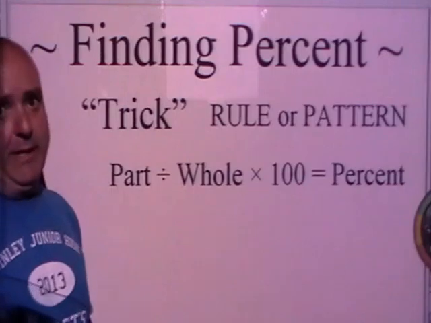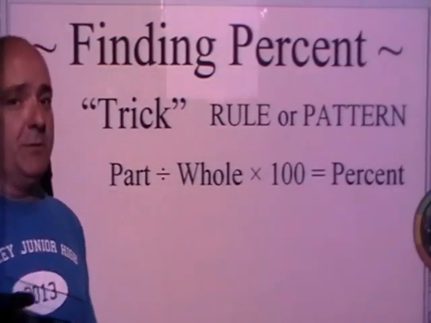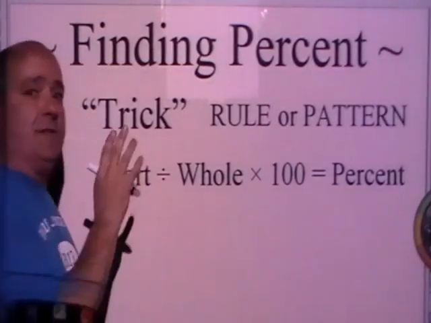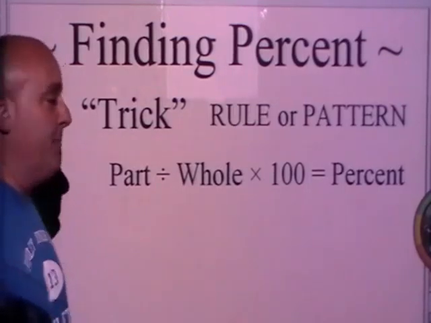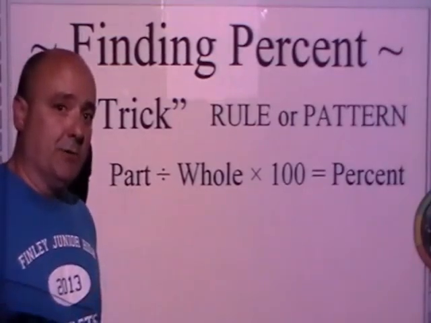Now, here comes the trick. So the trick here could either be a rule or a pattern, depending on how you feel. I really don't care that much. But we have a part that's divided by the whole times 100. That'll always give you the percent. And the part is the numerator, divided by the whole, which is the denominator, times 100.